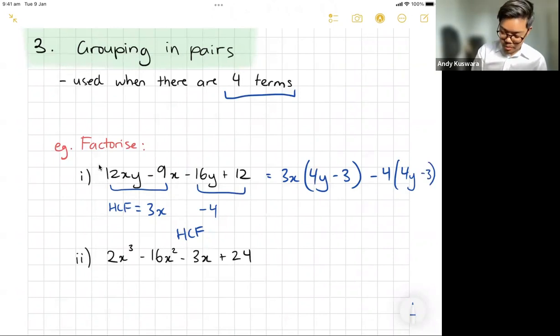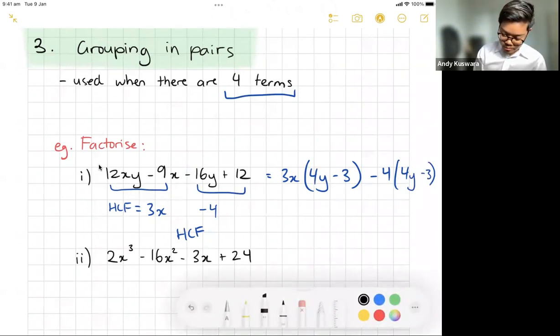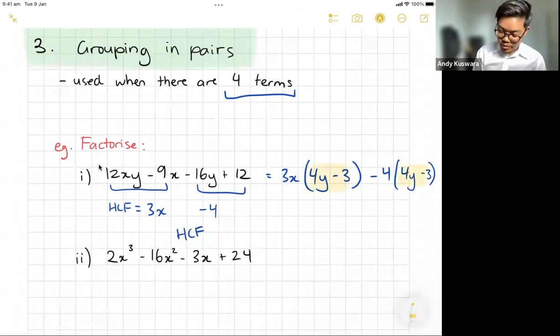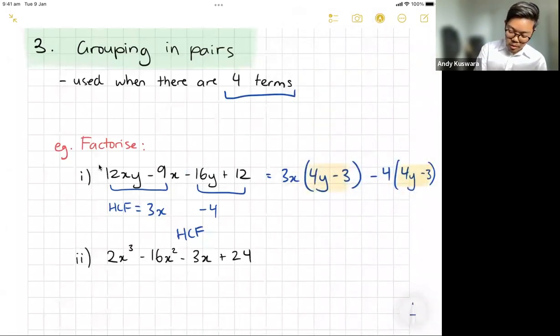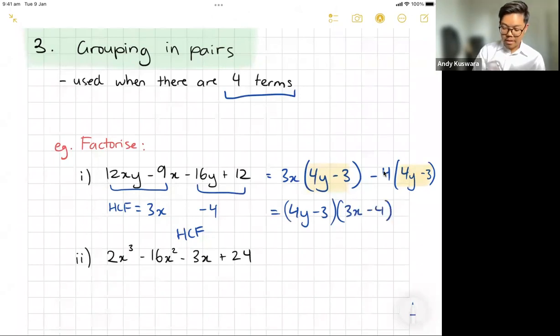Now, when you do this in pairs, what you should notice is that whatever you've put in your brackets, they should end up the same. If they don't end up the same, you haven't quite done it right. So what happens now is once you've factorized it at this stage, to fully factorize it, I would have to go 4y -3. So the common bracket goes in one bracket together, and then the rest of the terms will go in the other bracket. So in this case, it's going to be the 3x and the -4. And that there will be your fully factorized version.